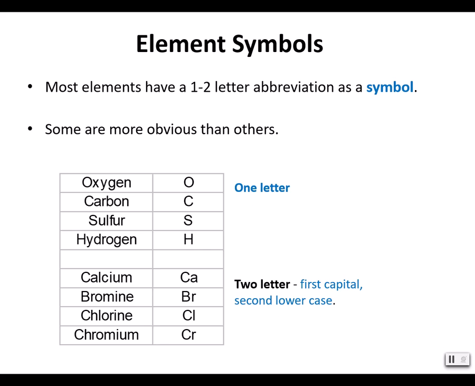Welcome back, my friends. So in the previous videos, we introduced or focused on the subatomic particles for an element: protons, neutrons, and electrons. We talked about their properties and importance, where they're located in the atom, and how to write in a shorthand method how many protons, neutrons, and electrons an element has.